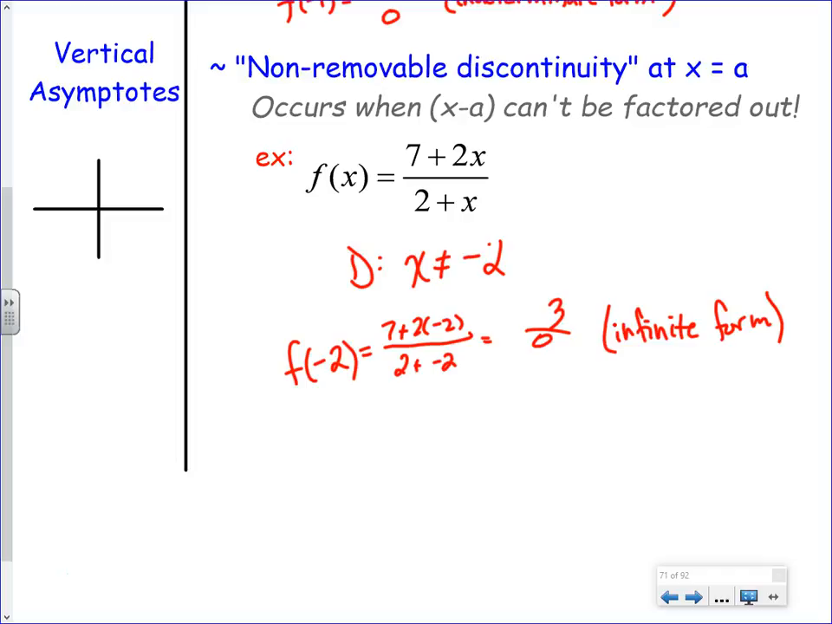This is a shortcut trick to see that it's non-removable. Since you can't reduce any factors, that's why it's not removable. Does that make sense? This is actually called infinite form, and it always points to a vertical asymptote. How do I graph a vertical asymptote? At -2. I go here, and I go there, and then what?